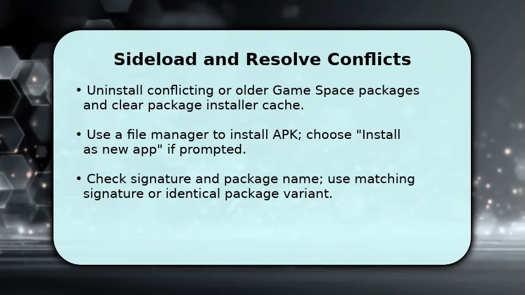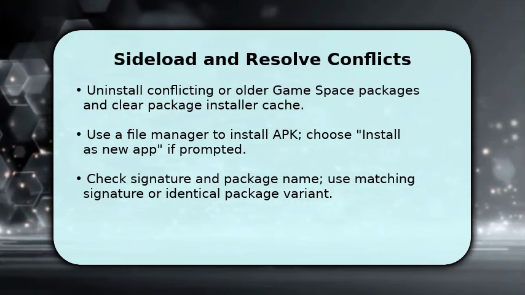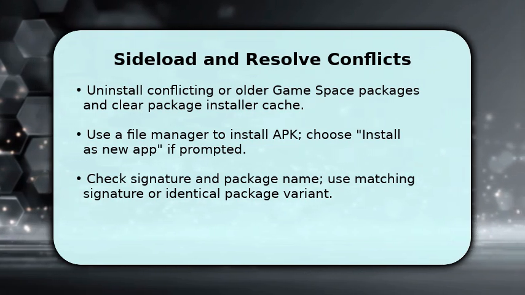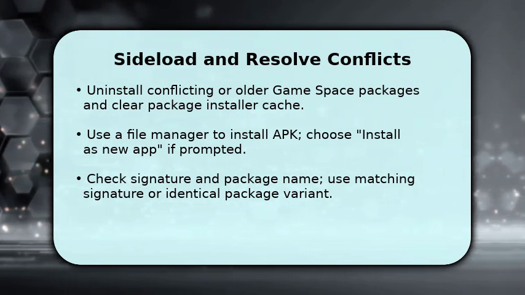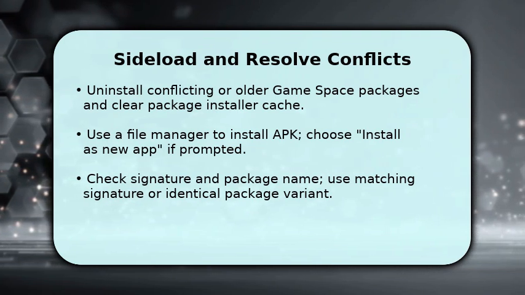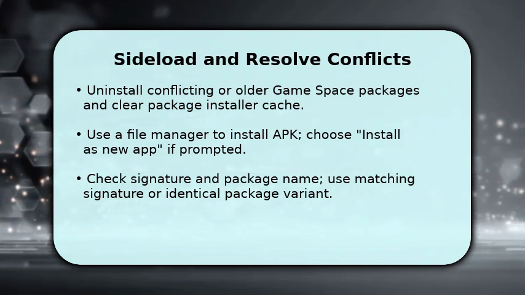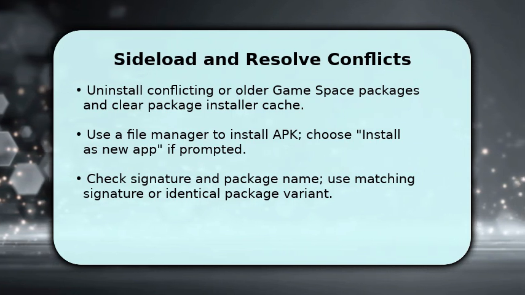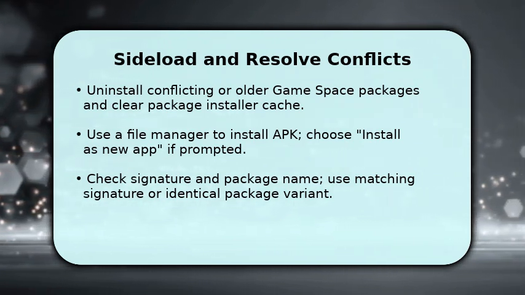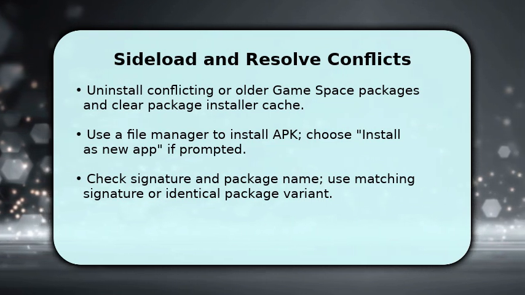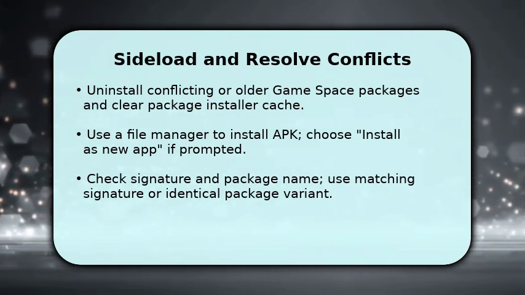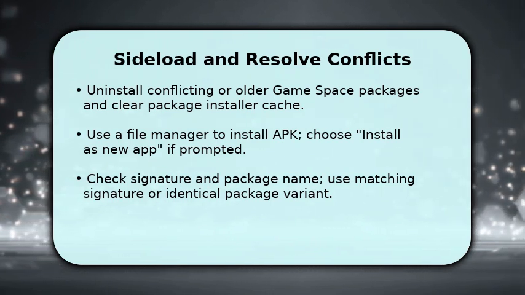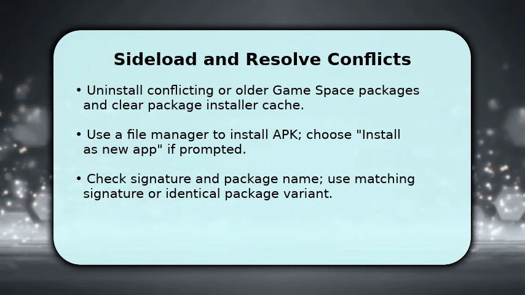Now perform the complex middle steps. Uninstall any previous GameSpace variants and clear the package installer cache and settings. Leftover signatures often block installs. Use a reliable file manager to run the APK and pick Install as New App when offered. If the installer fails, verify the APK's package name and signature. Android rejects installs when the signature doesn't match an existing package. Once you resolve signature or package name conflicts, the installer should progress to completion.